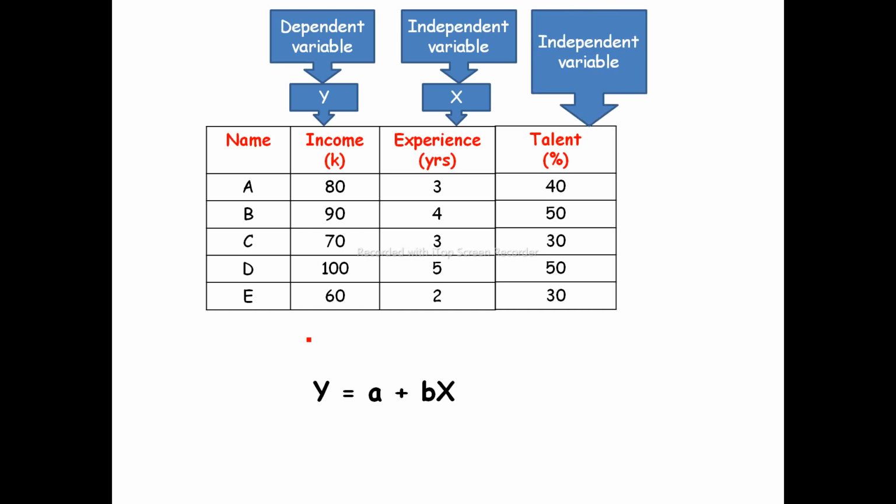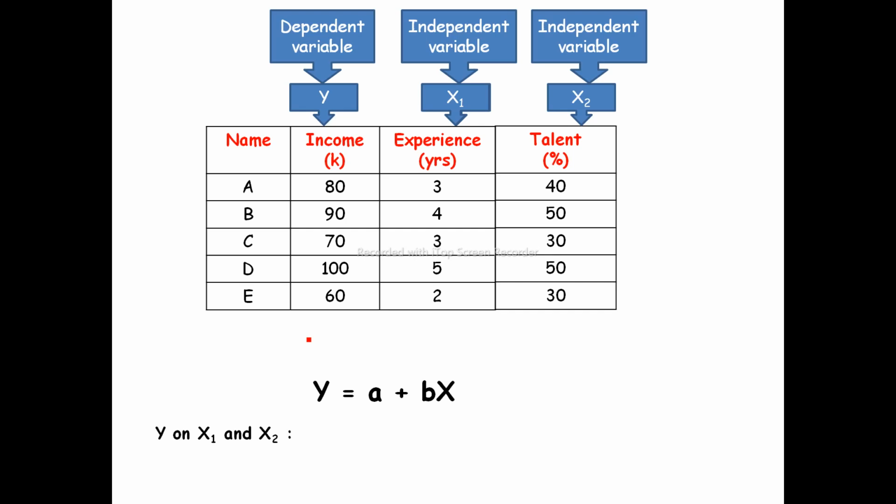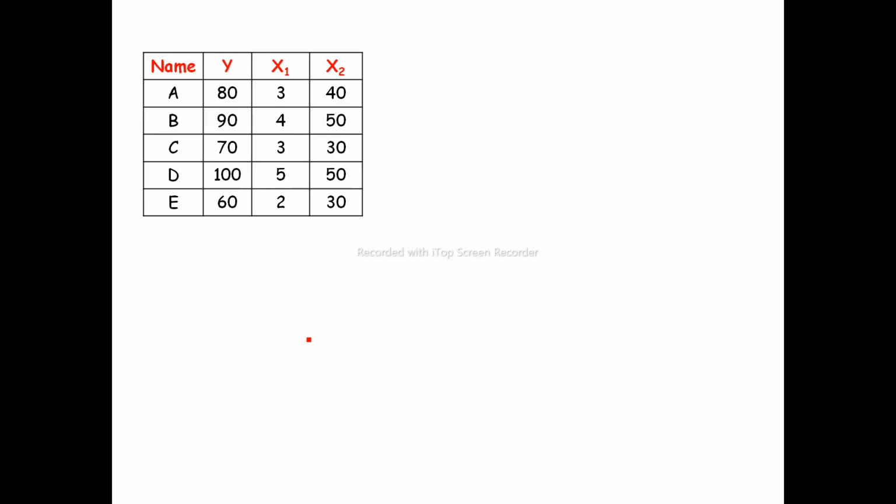So we have two independent variables, experience and talent. We'll write them as x1 and x2, because both are independent variables. So we can give the formula for y on x1 and x2 as y is equal to a plus b1 x1 plus b2 x2 plus so on and so forth up to bn xn. Now for our example, we have two independent variables, so we'll have the formula y is equal to a plus b1 x1 plus b2 x2.